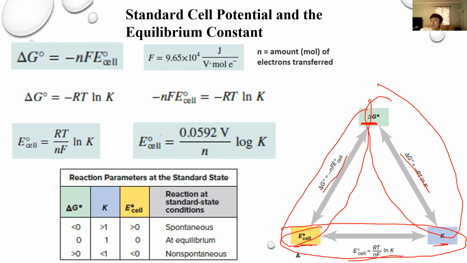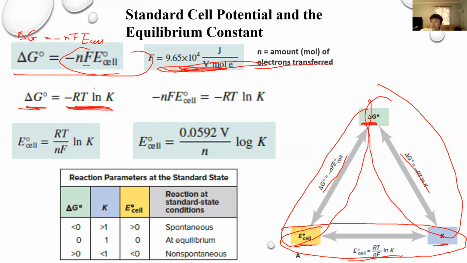For the relationship between delta G and E cell at standard state, we have this equation. At non-standard state, this equation also applies; we just get rid of the standard notation on delta G and E cell. Here n is the number of electrons being transferred, and F is the Faraday constant, which is a constant. From chapter 20, we have the relationship between delta G and the equilibrium constant, so E cell can also be correlated to the equilibrium constant.